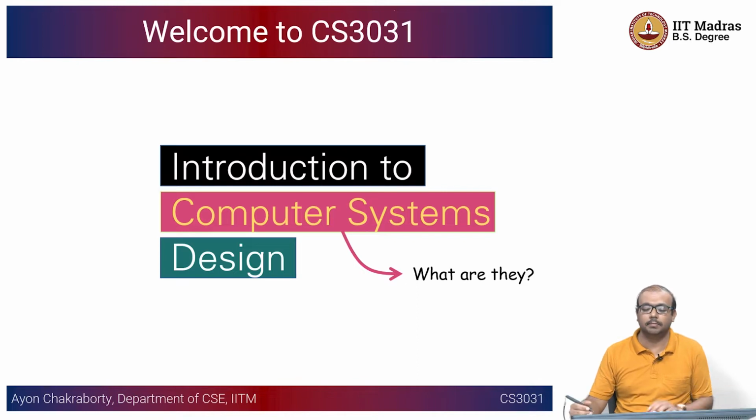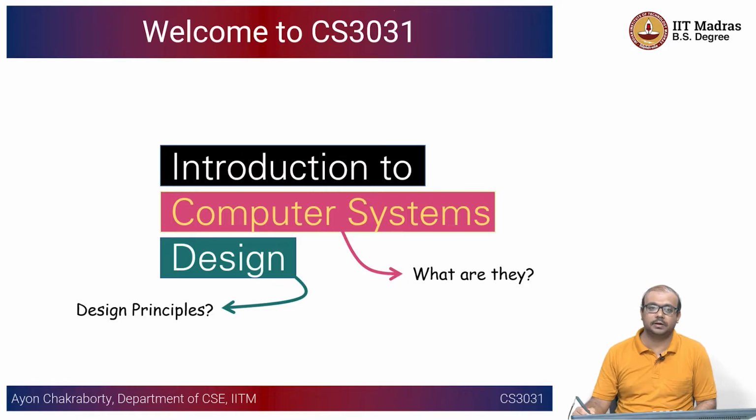We are going to look into the design principles of these computer systems, because at the heart of a computer system we have processing units that we typically refer to as CPUs, and there is also other peripheral circuitry. What are the design principles? What are the recipes that are followed in order to build such systems? That is the meaning of the word design.